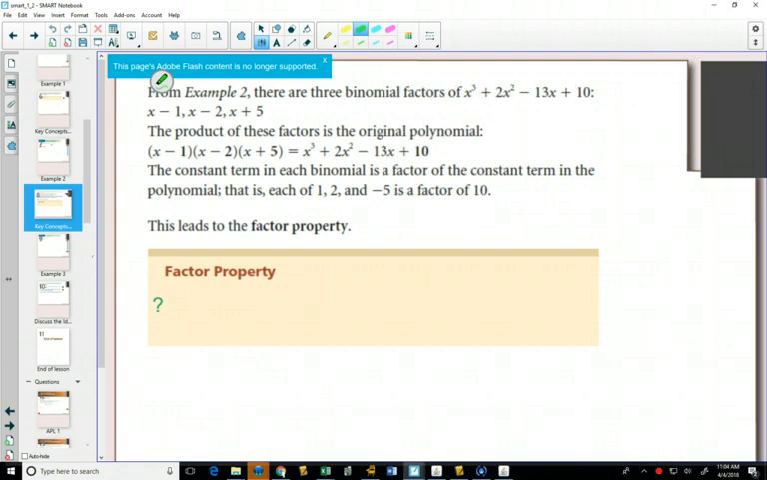So we could write that this statement right here, that x cubed plus 2x squared minus 13x plus 10 is equal to x minus 1 times x minus 2 times x plus 5. Now, something to notice with polynomials and multiplying factors, just like when you FOIL, all of your first terms will always multiply to get whatever your first term is there. And all of your last terms, the minus 1, the minus 2, and the plus 5, they will always multiply to get your last value.